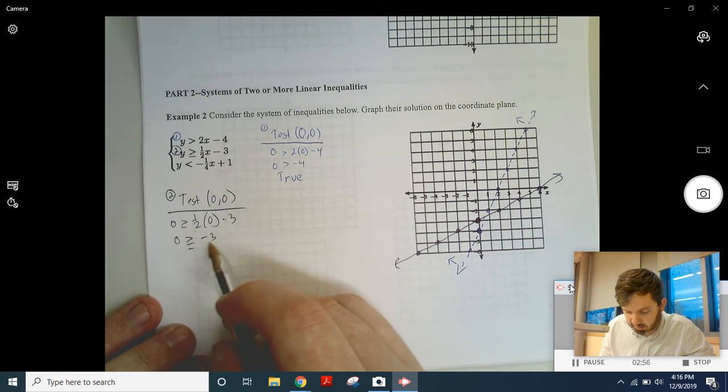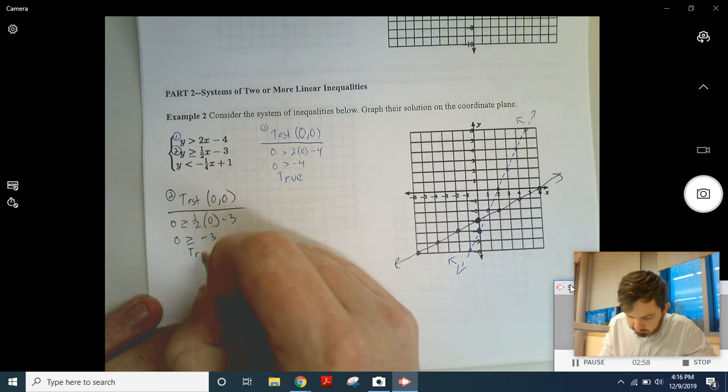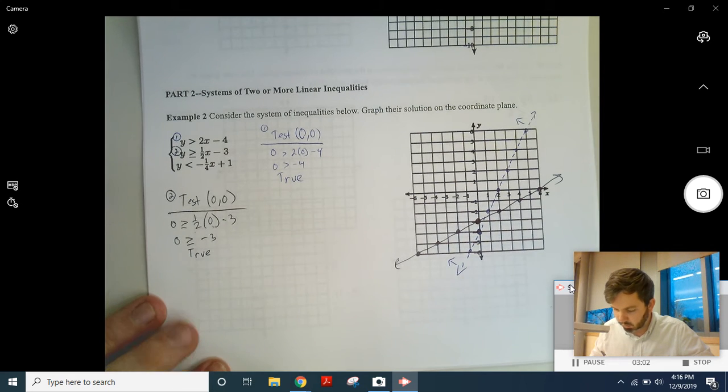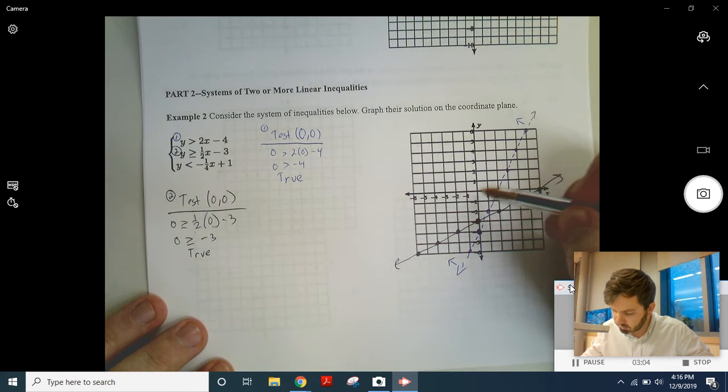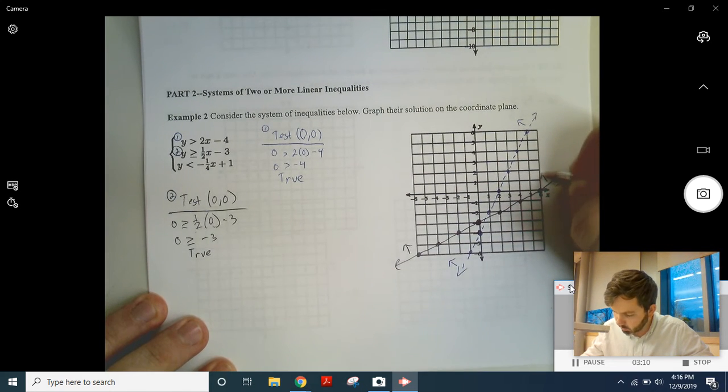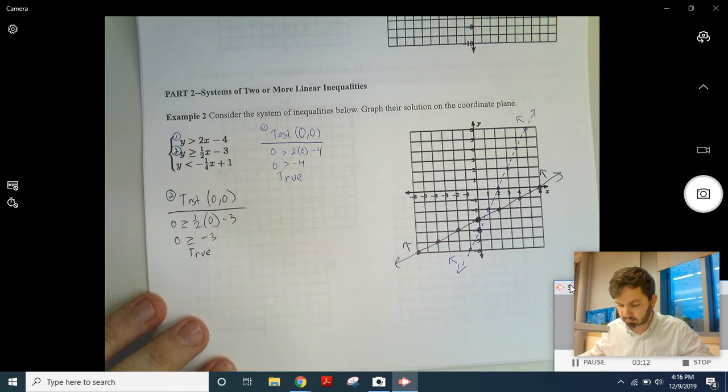So 0 is greater than a negative number. This is a true statement. Because it's a true statement, we know we want to shade the side with 0, 0. So 0, 0 is over here. So we would shade over here for our black line, but I'm going to just put indicator arrows saying which way we should shade. Good.